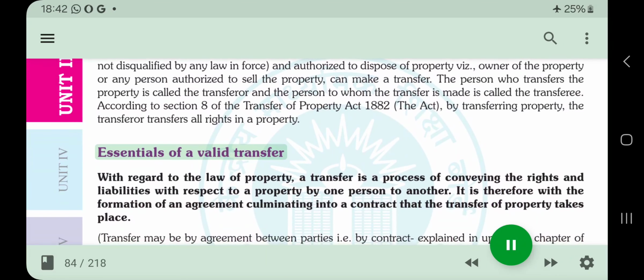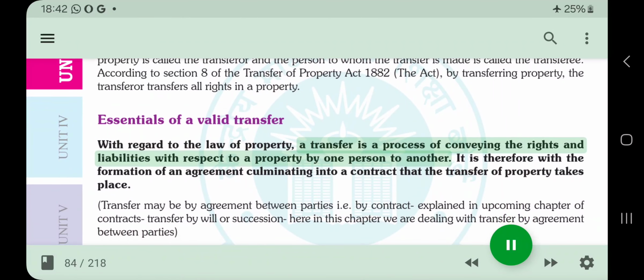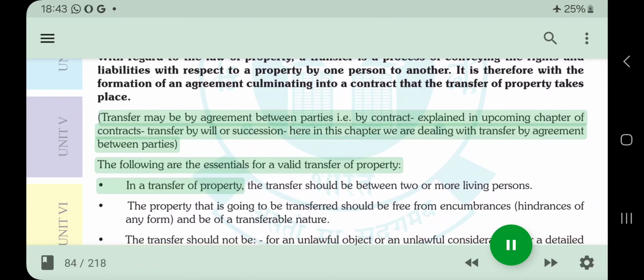Essentials of a valid transfer. With regard to the law of property, a transfer is a process of conveying the rights and liabilities with respect to a property by one person to another. It is therefore with the formation of an agreement culminating into a contract that the transfer of property takes place. Transfer may be by agreement between parties, i.e., by contract, explained in the upcoming chapter on contracts, or transfer by will or succession. Here in this chapter we are dealing with transfer by agreement between parties. The following are the essentials for a valid transfer of property.